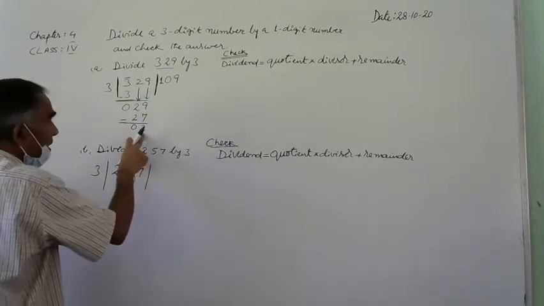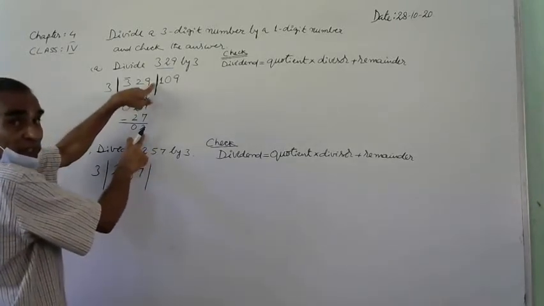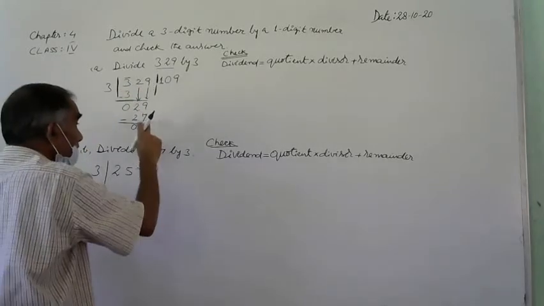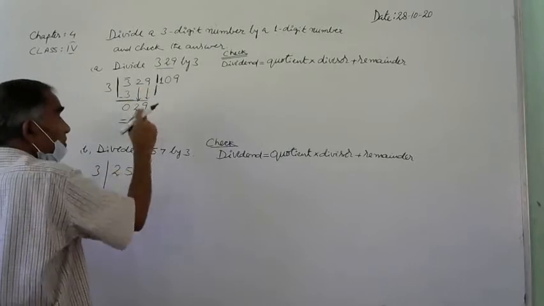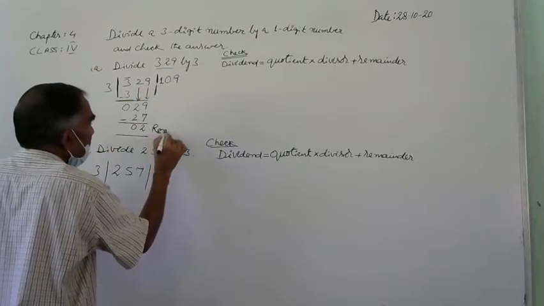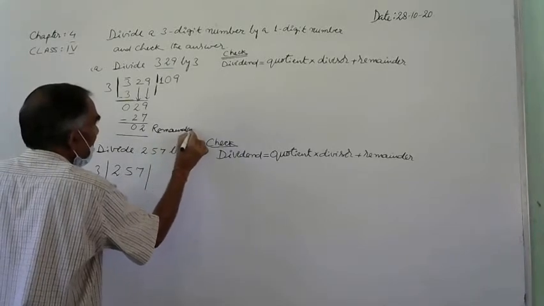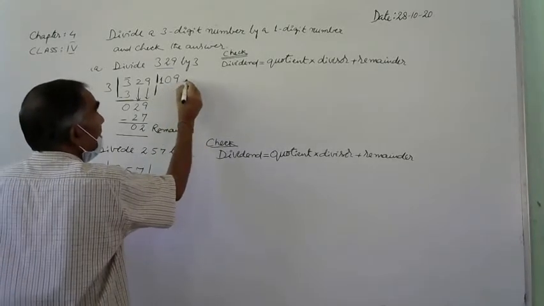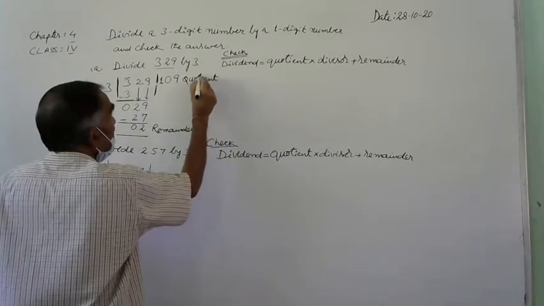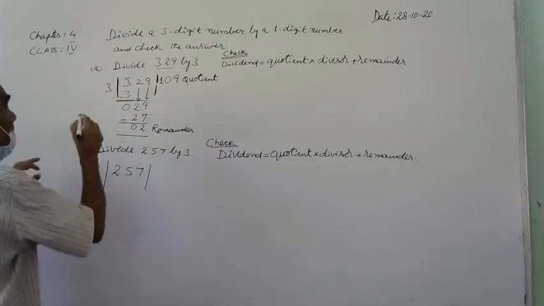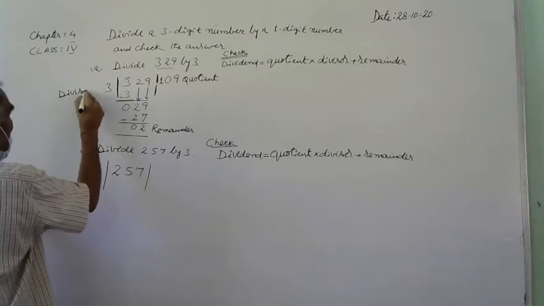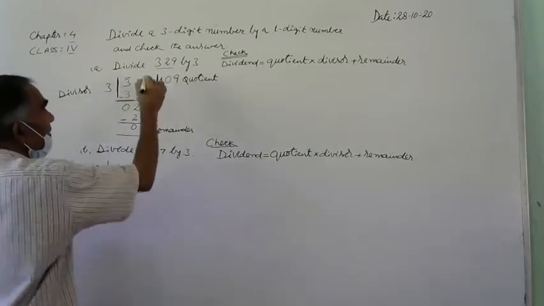Is there any number left in the dividend? No. If a number is left, you have to write it down directly. Here none is left, so this 2 is the remainder. It is called the remainder. What is this? Remainder. This 109 is the quotient. This 3 is the divisor. This is the dividend. Remember.